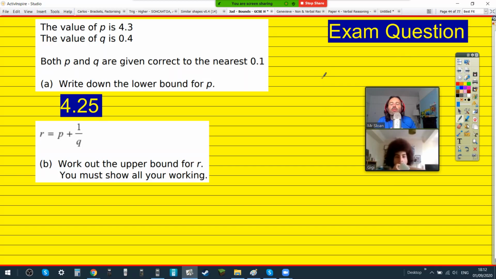Let me see this one. The value of P is 4.3. The value of Q is 0.4. Both P and Q are correct to the nearest 0.1. Write down the lower bound for P. So you did that last time, and so how about part B? R equals P plus 1 over Q. Work out the upper bound for R.